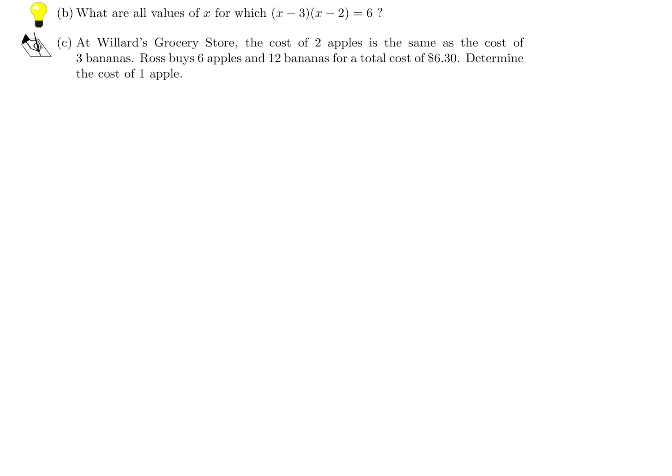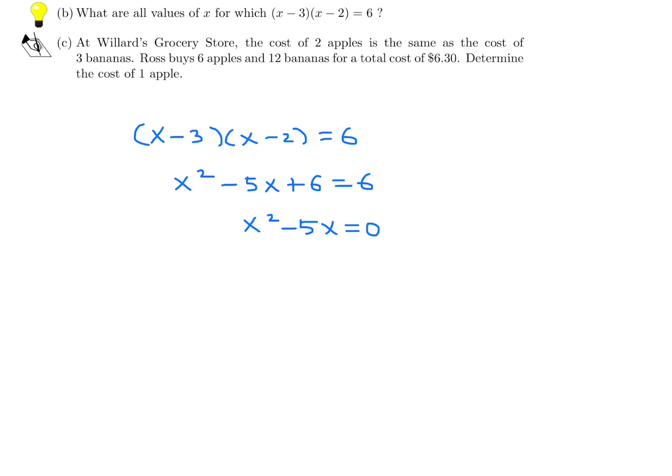What are the values of x for which (x minus 3) times (x minus 2) is equal to 6? Well, let's expand this. And when we do, we get x squared minus 5x plus 6 is equal to 6. Put everything on one side, and you get x squared minus 5x is equal to 0. Factor out the x, and you get x times (x minus 5). And that means x is either equal to 0 or 5. And I always encourage you to plug these back in to verify that these are indeed correct solutions.